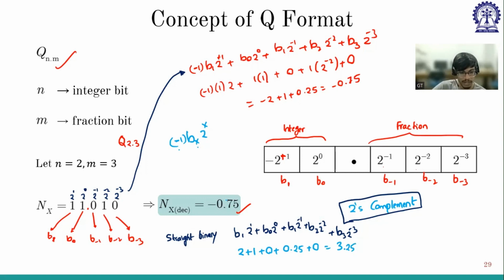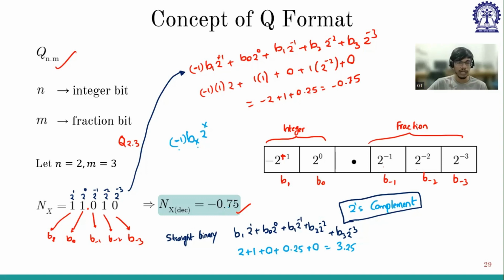Whereas in offset binary it will be a different value, that you can do, because from offset binary you can convert into 2's complement by inverting this bit. So that I'm leaving as homework for you. You can do that for offset binary. So this is how a Q format works.